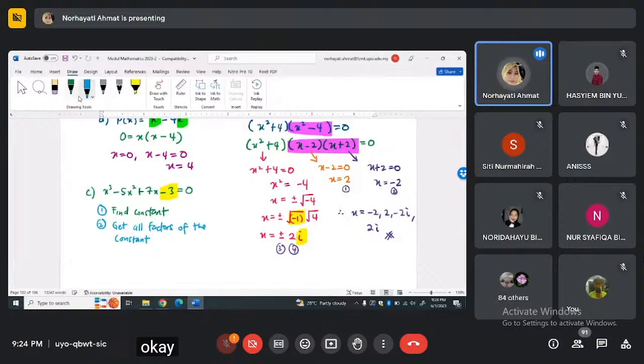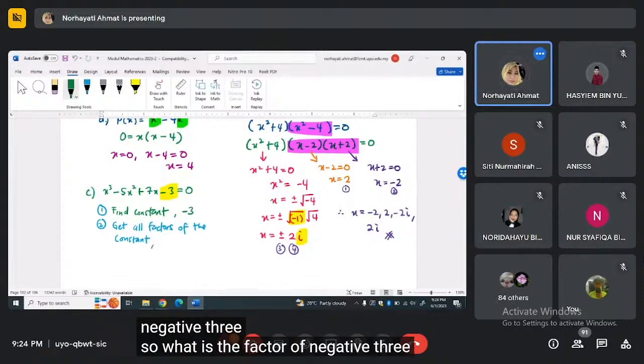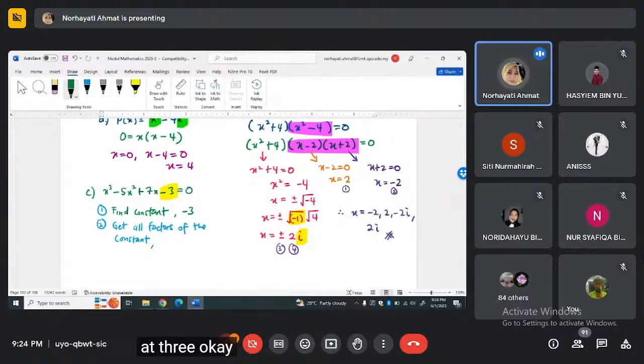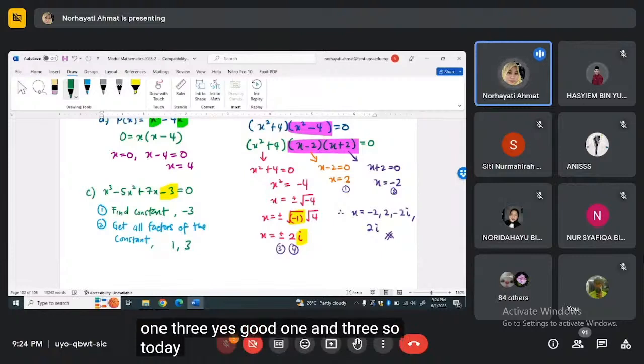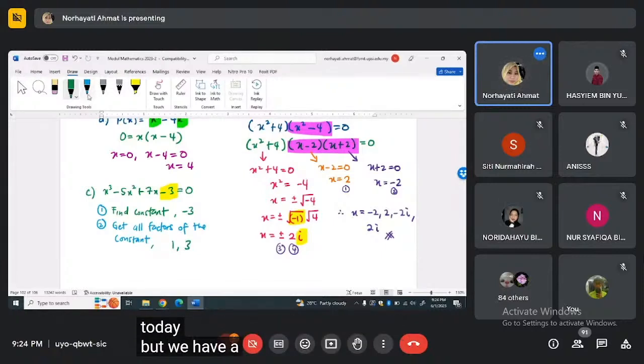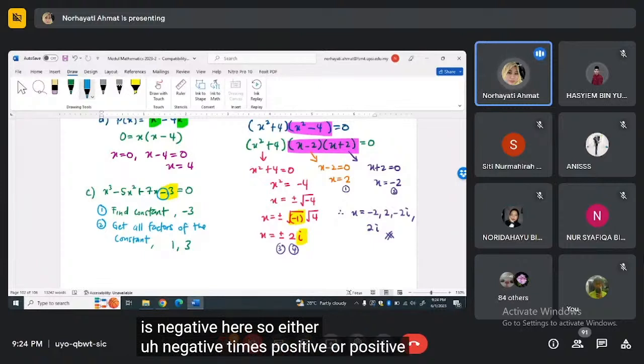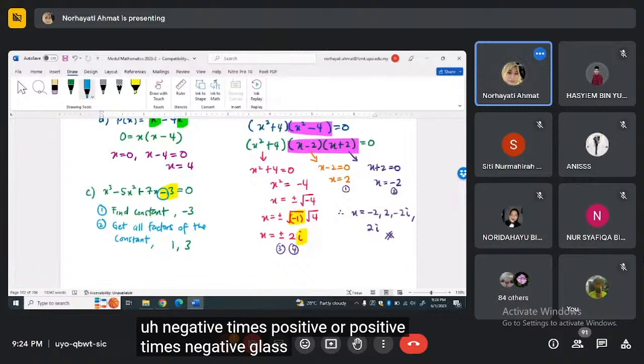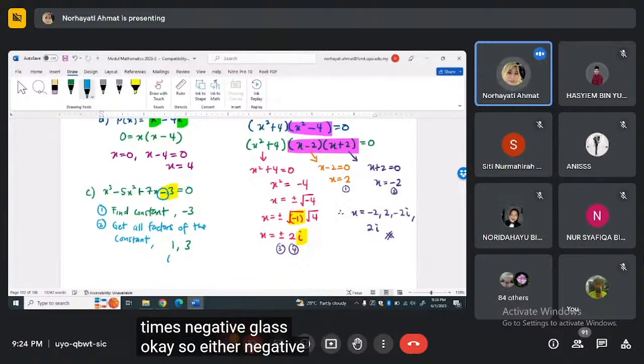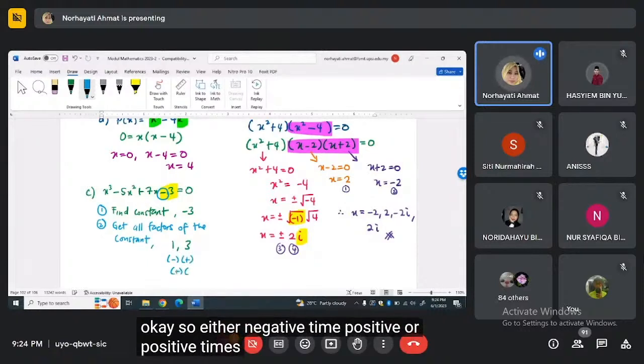Okay, so dalam contoh ni, our constant is negative 3. So what is the factor of negative 3? 3. Okay, apa faktor bagi 3? 1, 3. Yes, good. 1 and 3. 1 dan 3 sahaja. But we have negative here. So either negative times positive or positive times negative. Betul tak kelas? Ya. Okay.